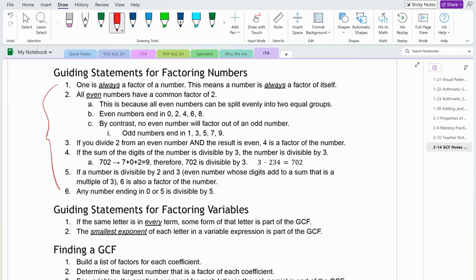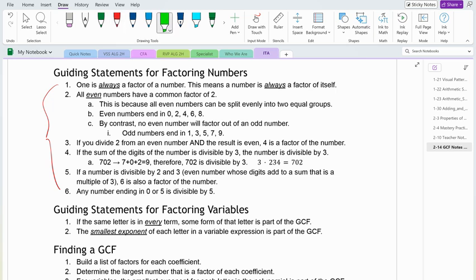But what that means is that a number is always a factor of itself. 13 is a factor of 13. So 13 times 1 is 13. 25 is a factor of 25. All right, second up, maybe just as simple. All even numbers have a common factor of 2. That's because even numbers can be broken easily or completely into 2 equal groups. So 12 cookies can be split between 2 friends evenly, 6 cookies each.